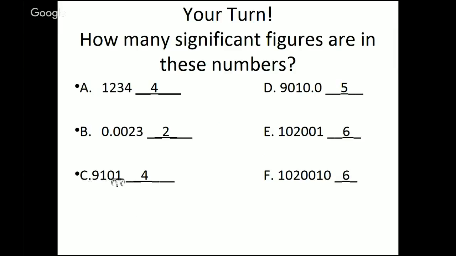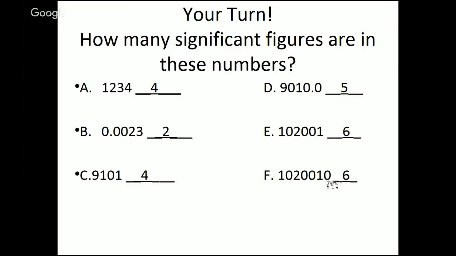C, this zero falls between 2 non-zero numbers, so it is considered significant. So there are 4 sig figs in this number. Going up to D, these zeros on the end are trailing zeros, and there is a decimal point included, so we consider all of them to be significant. So there's 5. E is pretty easy. The zeros fall between 2 non-zero numbers, so they're all significant. There's 6.